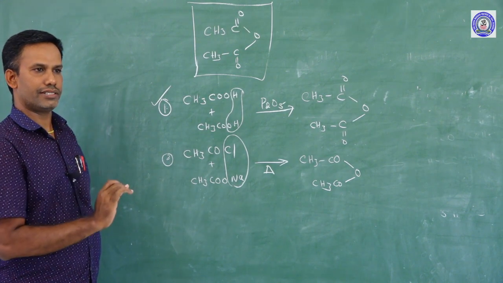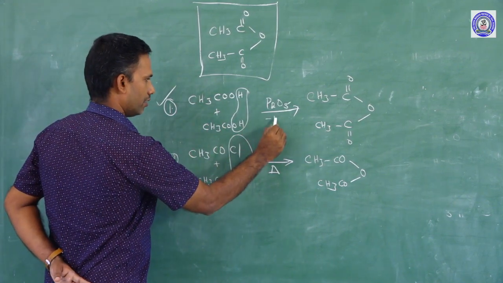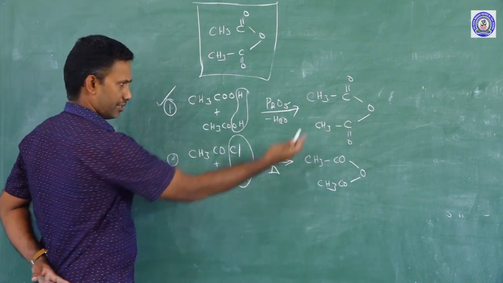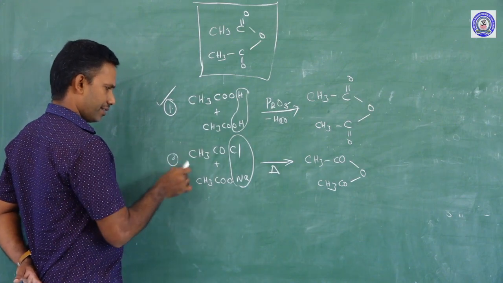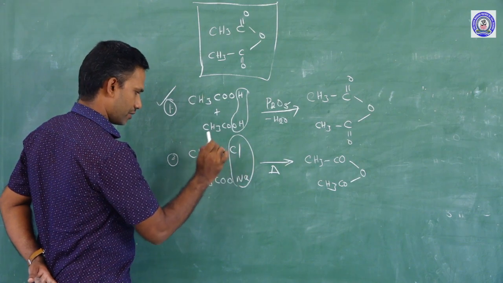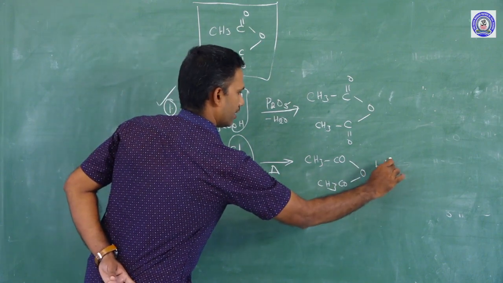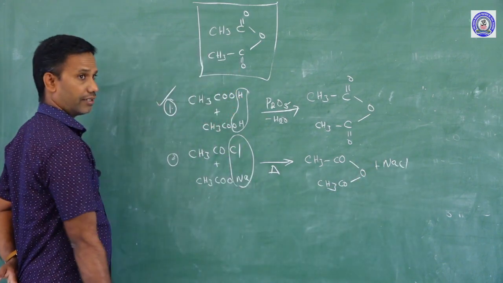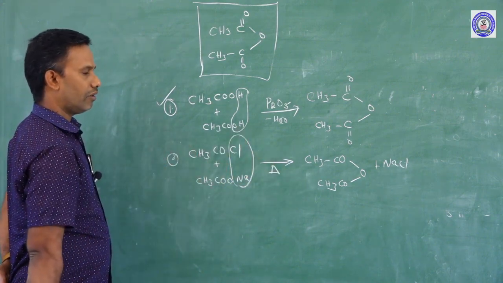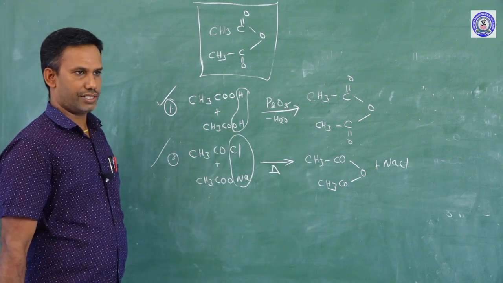You need not memorize everything. Simply see here, dehydration means removal of water. How is water removed? H plus OH taken out, remaining product is acid anhydride. Again in the second reaction, Cl from this acid chloride and Na from the sodium salt of acetic acid. While you heat, the NaCl comes out. Very easy organic reactions. You need not memorize, just understand how the reactions are happening. So these are two methods of preparation of acetic anhydride.